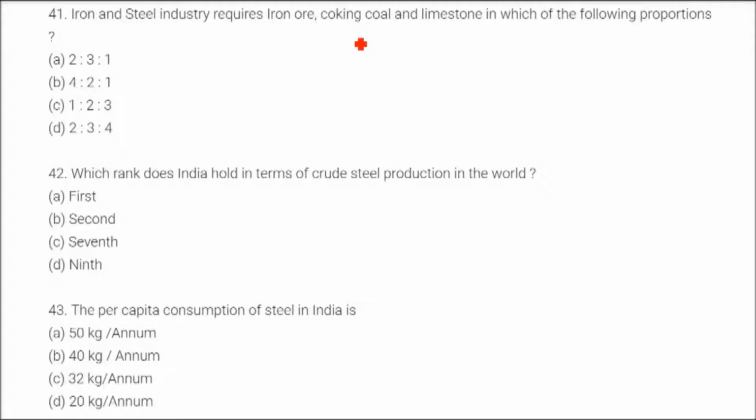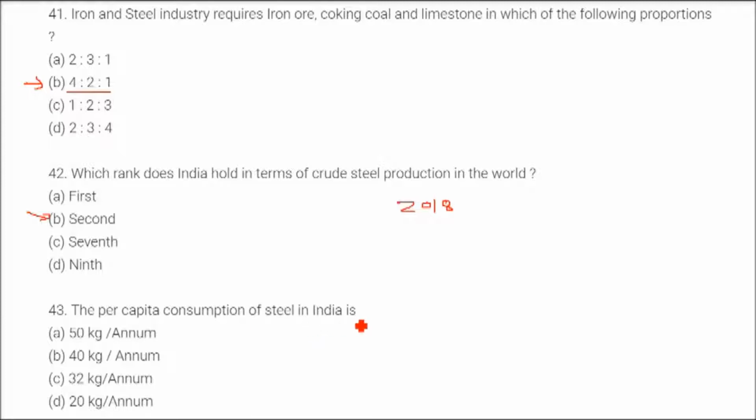Iron and steel industry requires iron ore, coking coal, limestone in which of the following proportion? The answer is B, 4:2:1. Which rank does India hold in terms of crude steel production in the world? It was actually third, but in 2018 it surpassed Japan. So now India is second in crude steel production.